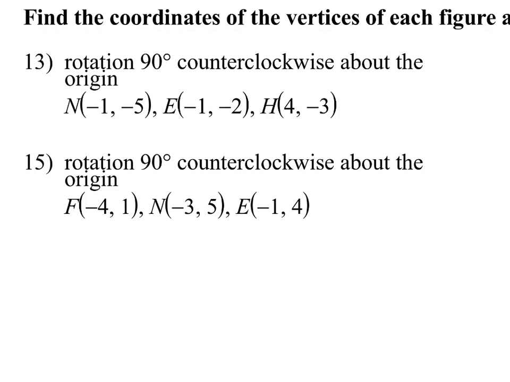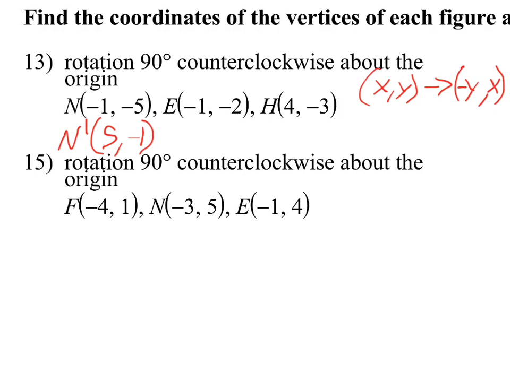If you're going to go 90 degrees counterclockwise, remember that your function is going to be switching the order and changing the sign on the y value, or the first value there. So if I change the order on N, I'm going to get (-5, -1), but I need to change the sign on the first one. So it's going to be (5, -1). E, I need to change the order, change the sign on the first one. 2 is no longer negative, and then get -1 second. H, change the order, that's no longer going to be negative, it's going to be positive. So we can get (3, 4).